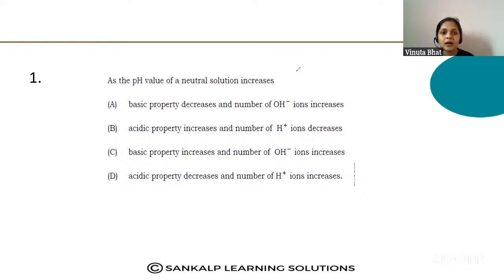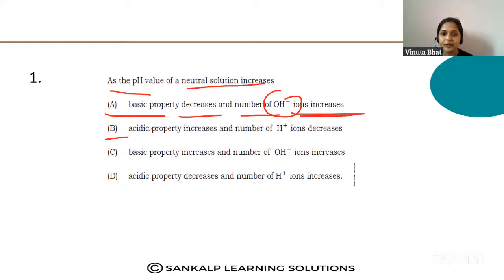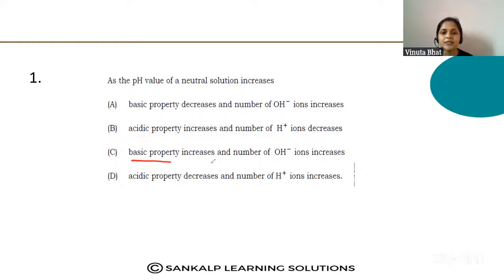As the pH value of a neutral solution increases: option A, basic property decreases and number of OH minus ions increases. B, acidic property increases and number of H plus ions decreases. Option C, basic property increases and number of OH minus ions increases. Option D, acidic property decreases and number of H plus ions decreases.